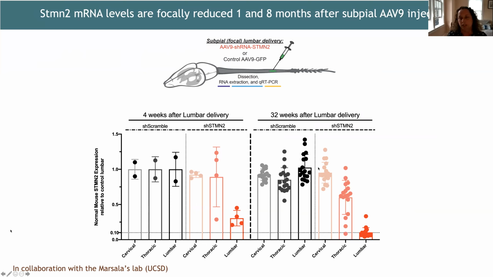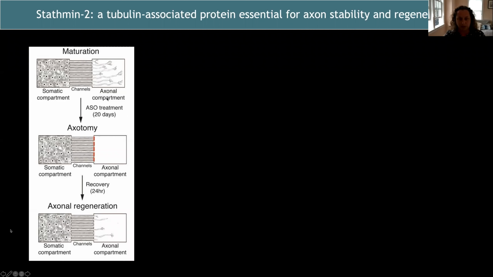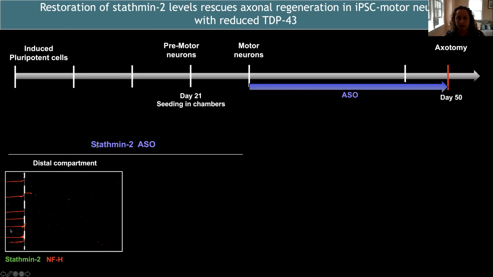So we grow these motor neurons in chambers, and we treat them with ASOs for 20 days. Then we do a mechanical axotomy, and we let the neurons recover for 24 hours. And what you will see is this part where we look at axonal regeneration in the axonal compartments after 24 hours. So in iPS motor neurons treated with control ASO, the axons regrow within 24 hours, and it's very clear that stathmin 2 is enriched in the axons as well as in the axonal growth cones. However, in the neurons that have been treated with stathmin 2 ASO, after 24 hours, there is really no regeneration. So stathmin 2 is necessary for axonal growth.